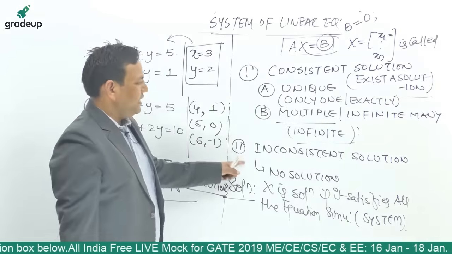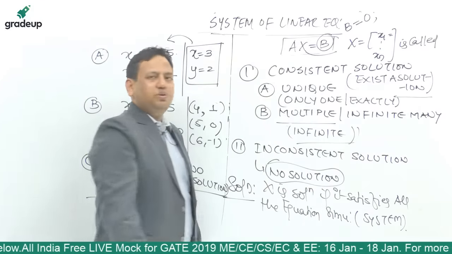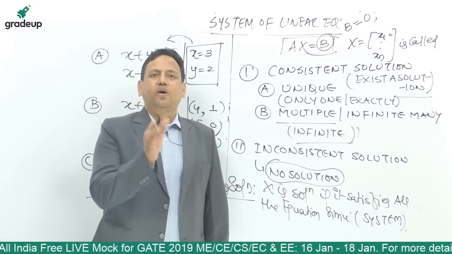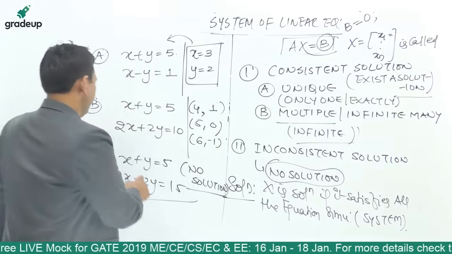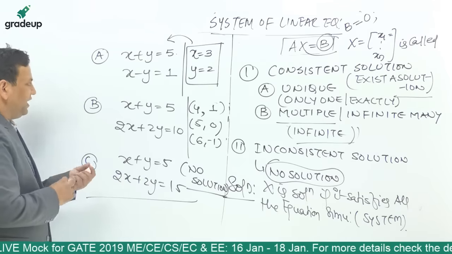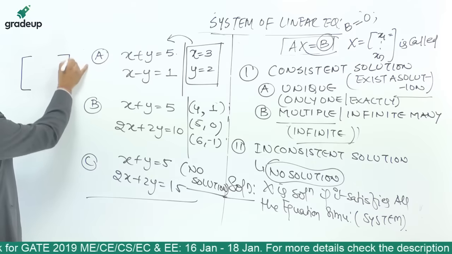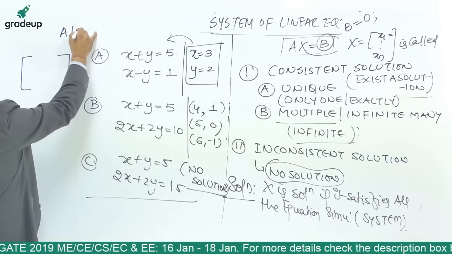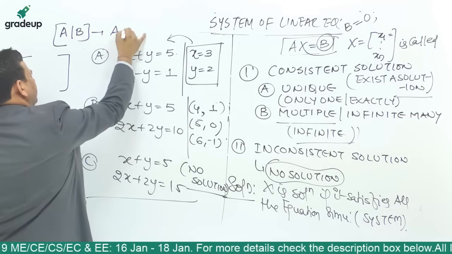And inconsistent means there is no solution. There is no solution which satisfies all the equations simultaneously. So we will say there is no solution. In this case, how do we find it? Let's see. If we write it as A, this is known as the augmented matrix.